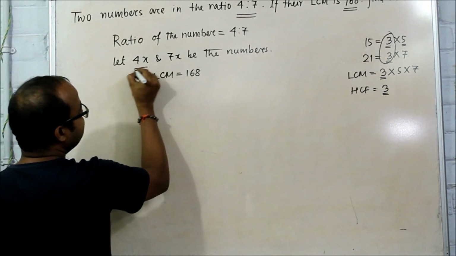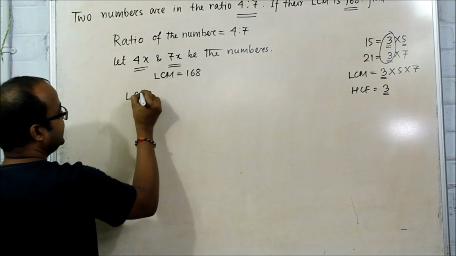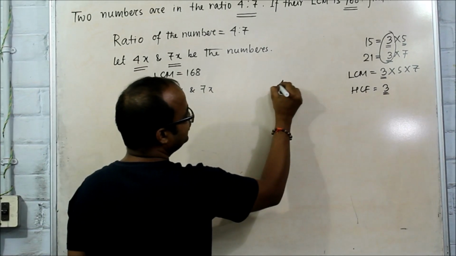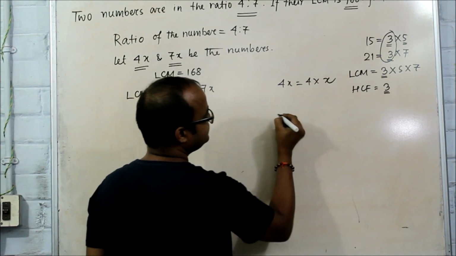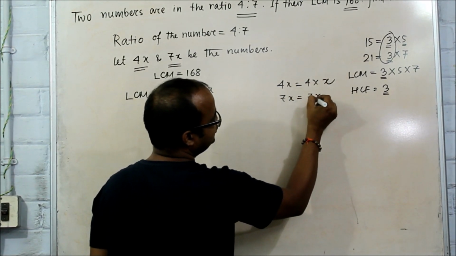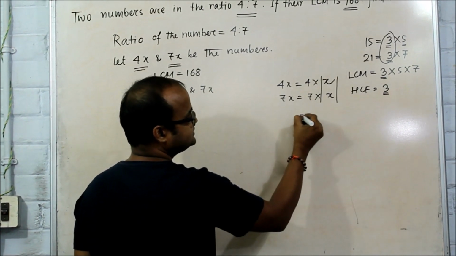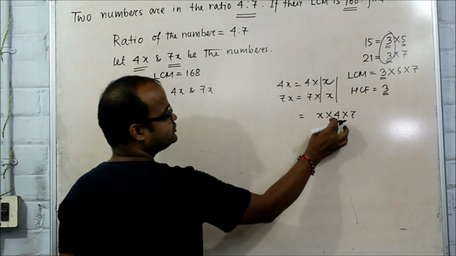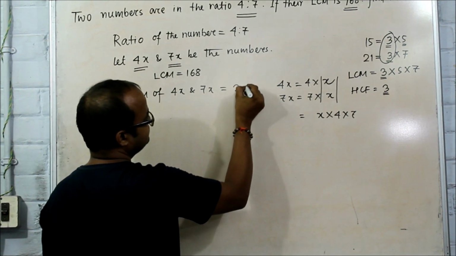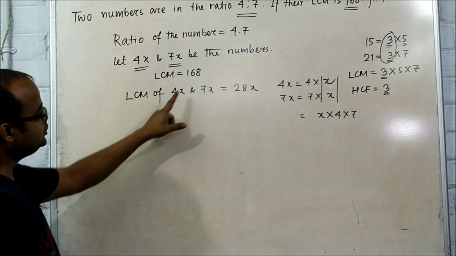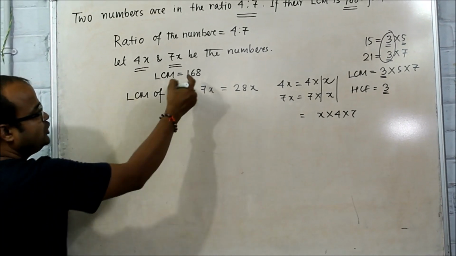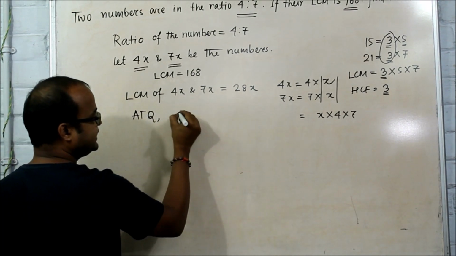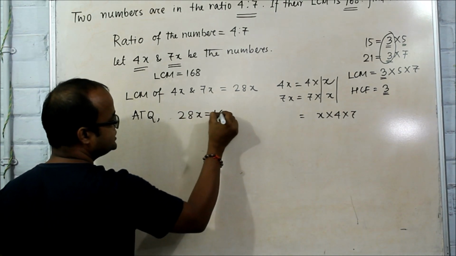So now the LCM of 4x and 7x. 4x can be written as 4 into x and 7x can be written as 7 into x. So the common factor is x, and then you multiply all the numbers that appear. So the LCM is 4 into 7, 28, into x. Now according to the question, 28x is equal to 168.